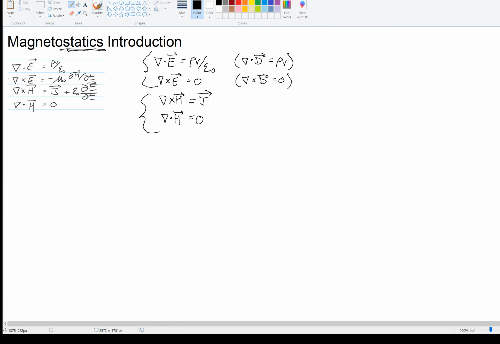Now, if you remember, for electrostatics, we didn't just go right into these top two Maxwell's equations. We started with Coulomb's law, and then from there we went to Gauss's law, which is one of these equations, and then we talked about the other, and so that's how we got to the electrostatic equations.